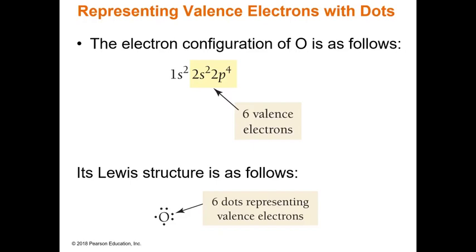Here's an example using oxygen. Its electron configuration tells us it has 6 valence electrons. So in its Lewis structure, we place 6 dots around the symbol O. We usually distribute the dots one at a time around the 4 sides before pairing them up. This method helps when we start forming bonds later.